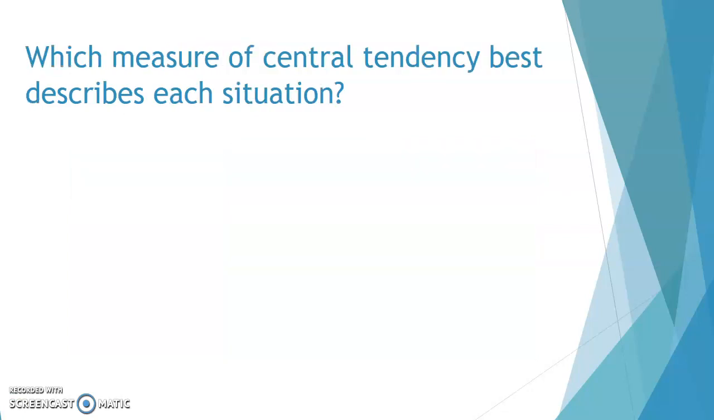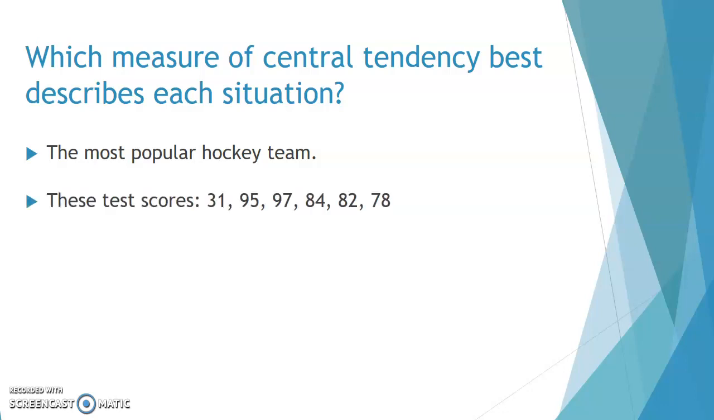So let's take a look at a few situations and see if we can decide which measure of central tendency would best describe each situation. The first one is if we're looking for the most popular hockey team. In this case, we want to find the item that would occur most often. So if you surveyed a group of people and you wanted to find which was most popular, you would want to find the mode, or the data that occurs most often.